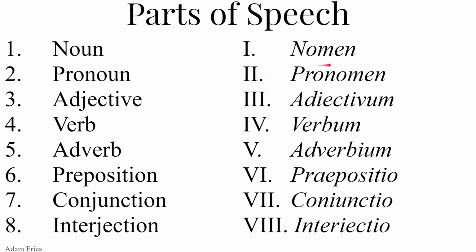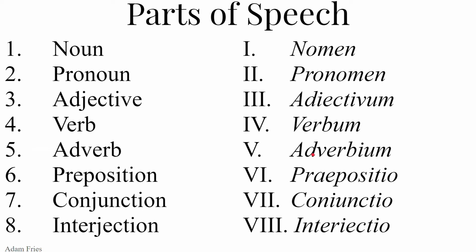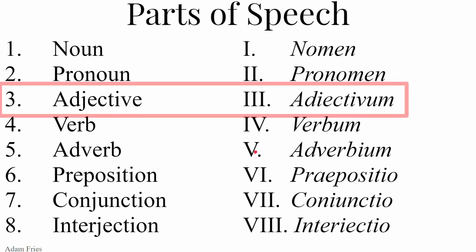We have talked about the nomen, the noun. We have talked about the verbum, the word, the verb. Talked about the praepositio, the preposition. A little bit about the conjunctio, the conjunction. We've mentioned briefly about the adverbium, the adverb, and in today's lesson we will be talking about the adjectivum, the adjective.